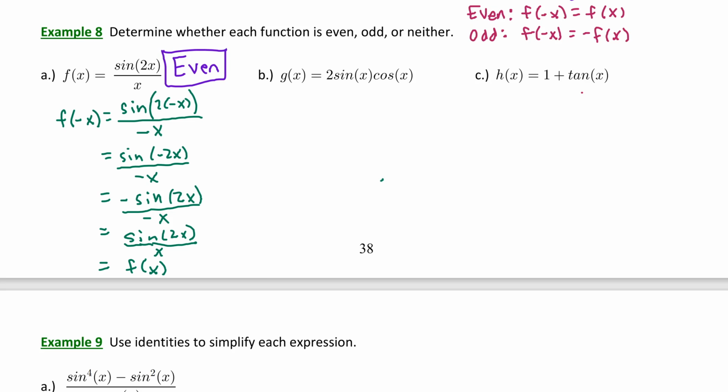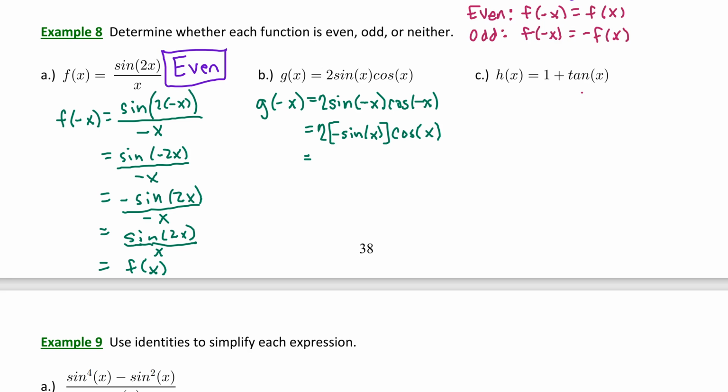Let's try example B. We want to evaluate g of negative x and simplify. So I'm going to replace all of the x's in the original function with negative x's. So we have 2 sine of negative x times cosine of negative x. Now recall, sine is an odd function. So sine of negative x is equivalent to negative sine of x. Cosine is an even function. Therefore, cosine of negative x can be replaced with its equivalent, cosine of x.